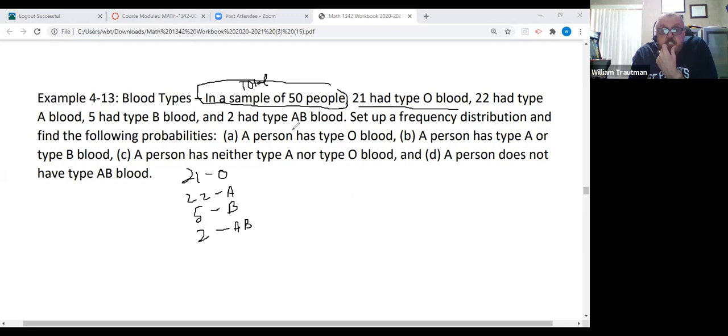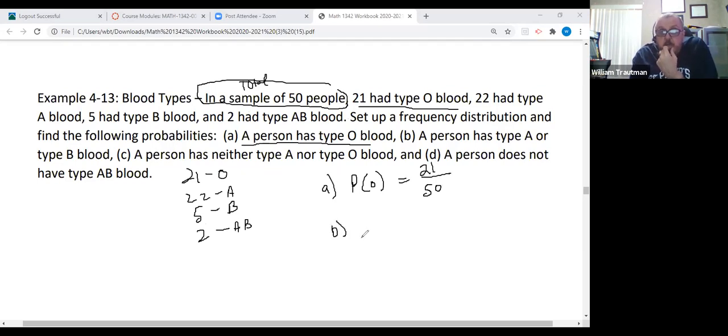Set up the frequency distribution and find the probabilities. Find the probability that somebody has type O blood. There are 50 people total, and only 21 have type O. That's it. It doesn't reduce. That's the answer.